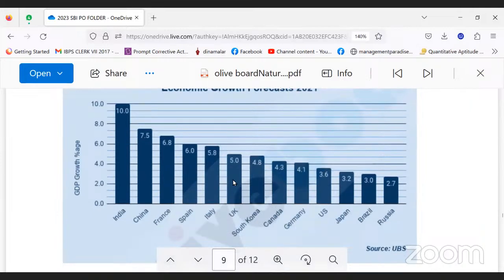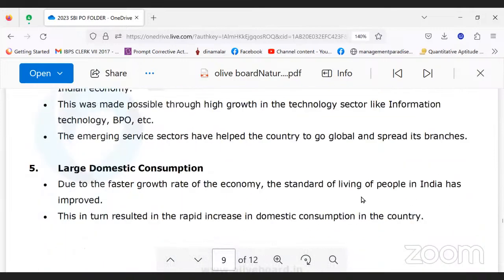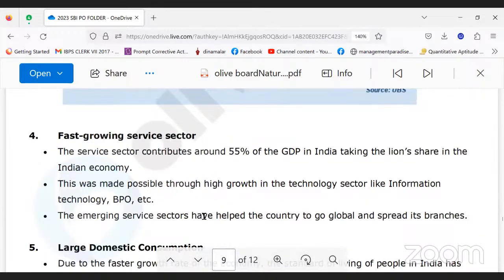Of course, these are all just information. Now come to the fast growing service sector. Here we are doing very well. Service sector, we are doing very well.